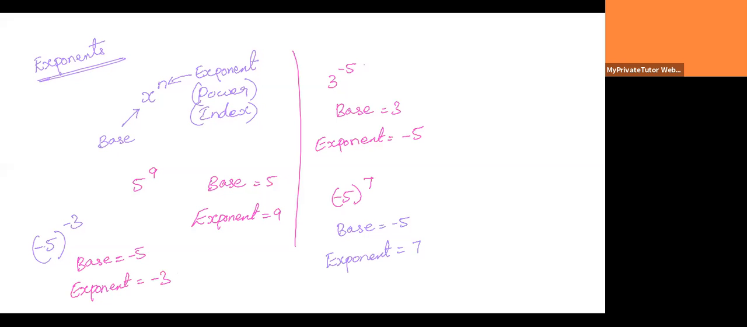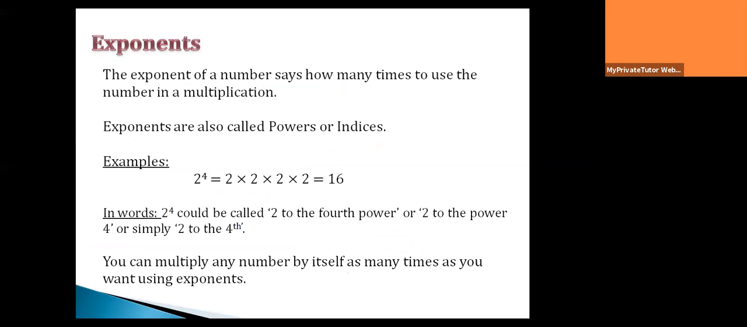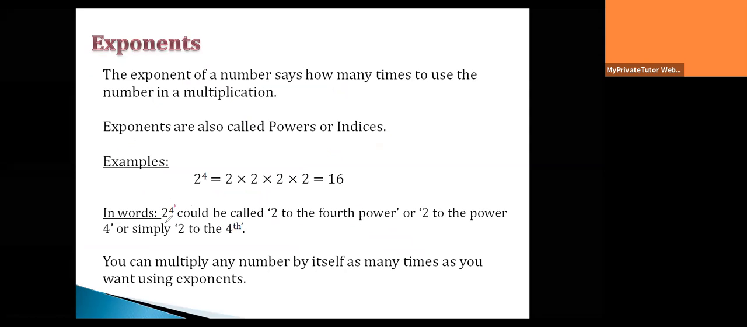Let's go to the PPT again and see. How do we read the exponent in words? 2 power 4, we generally read that as 2 to the 4th power, or 2 to the power 4, or 2 to the 4th. We can say it in any of the forms. So let's use 2 to the power 4. And please read the last sentence in this.